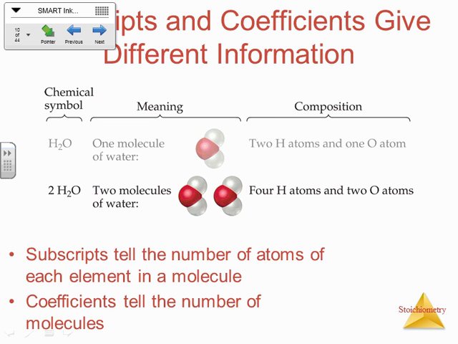And the coefficients tell us the number of molecules. So if there's a 2 in front of the H2O, that means there are 2 molecules of water here, okay? And so total, you'd have 4 H atoms and 2 O atoms. I think we're good on that. I think I stressed that quite a bit last year, so hopefully that's making sense, okay?